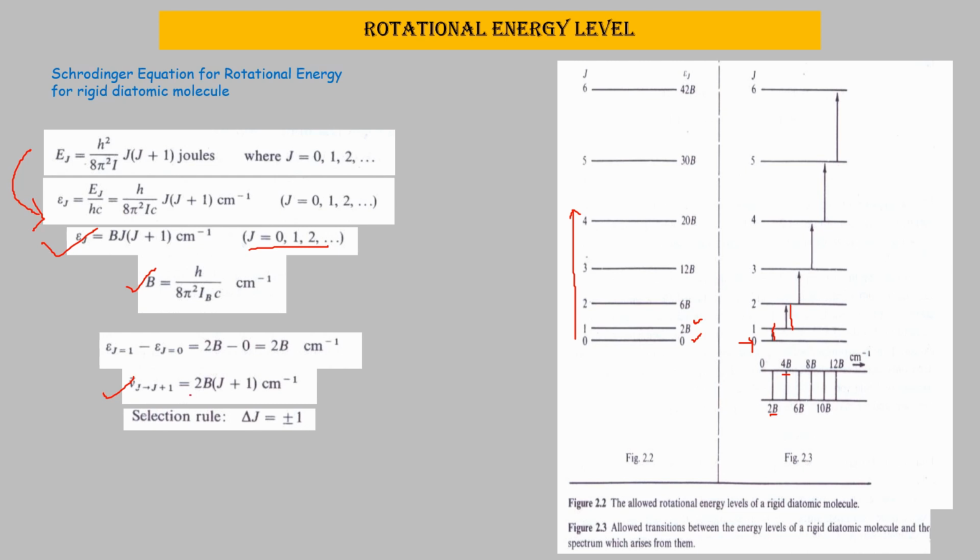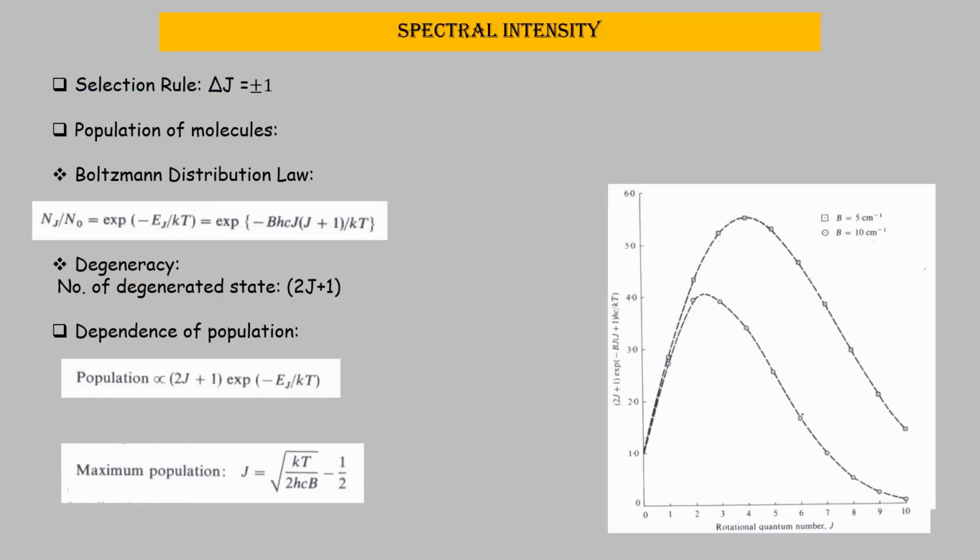For rotational energy level transitions, except del J equals plus or minus 1, all other transitions are forbidden. Thus, the selection rule for rotational spectroscopy is del J equals plus or minus 1. Now we will discuss the nature of intensities of the spectral lines. There are many factors involved in the intensity of a spectral line. The first one is the selection rule. The transition of a molecule should follow the selection rule.